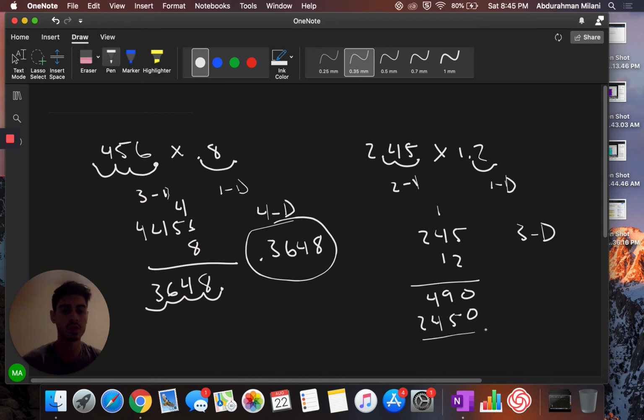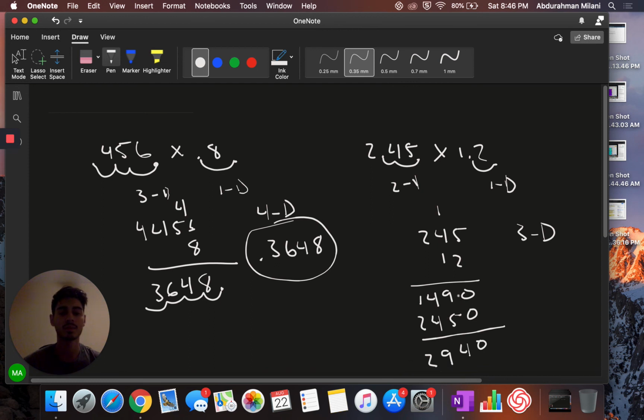So we're just going to go ahead and add that all up. Start with the right side. 0 plus 0 is 0. 9 plus 5 is 14. Add that 1 right there. 4 plus 4 gives us 8 plus 1. That makes 9. And then there's the 2 by itself. So there's 2 right there.